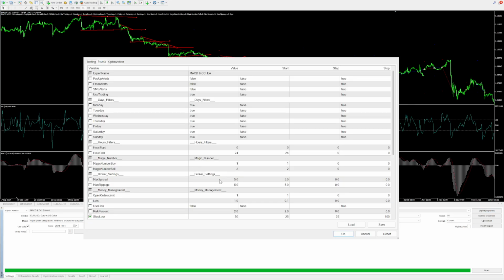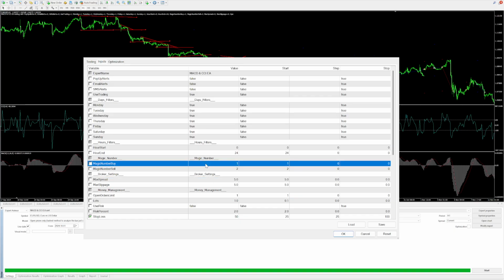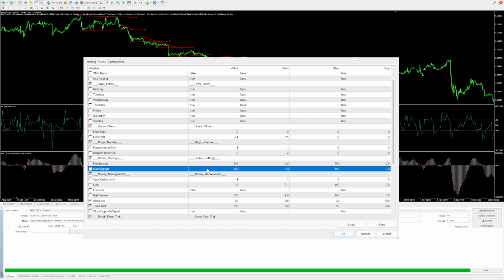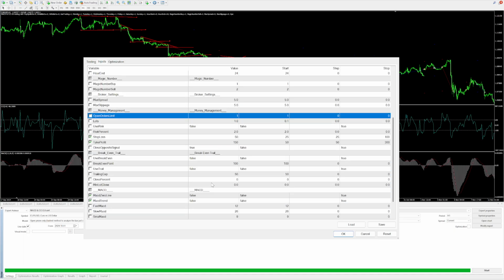Right, going back to the settings. Magic number, so that's the order ID that's sent with the trade. This can help to differentiate this EA from others if you're running other EAs on your MT4 trading platform. Maximum spread, maximum slippage. Basically, if your broker spread or slippage is greater than these values in pips, there will be no signal or trade. This is to help avoid unfavorable market conditions.